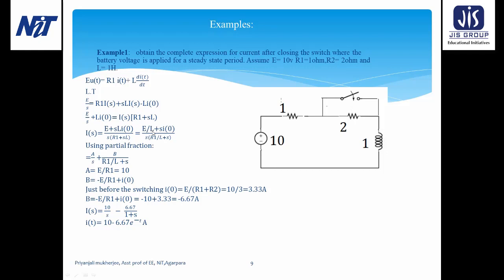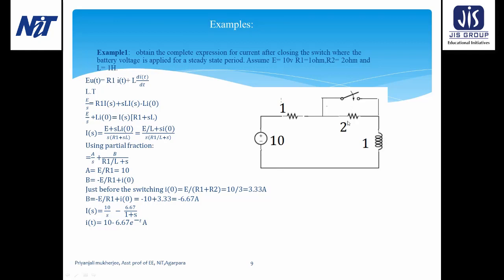So from this equation, I(s) is equal to (E by L plus S I0) divided by S into (R1 by L plus S). So using partial fractions, we can find out the values of A and B, where A is E by R1, that is equal to 10, because E is given as 10 and R1 is 1 ohm, and B is equal to minus E by R1 plus I0.